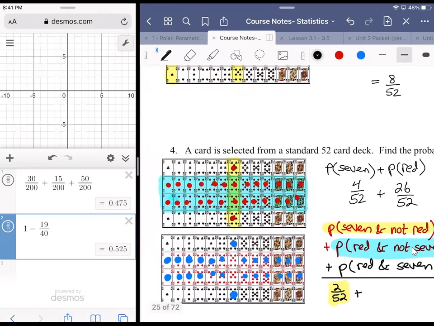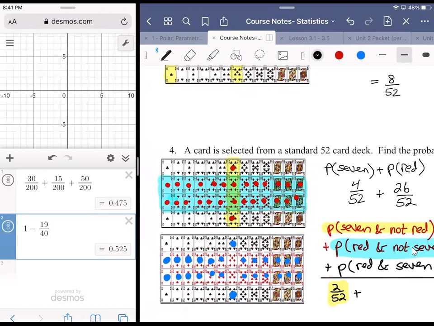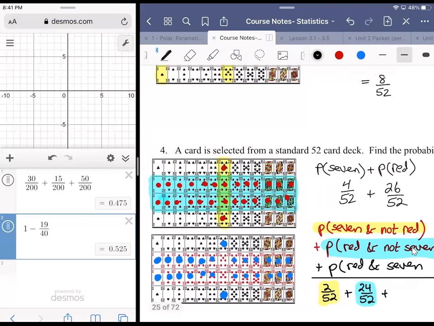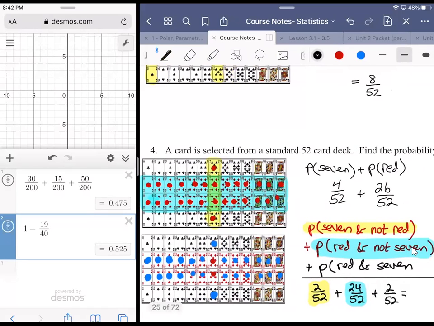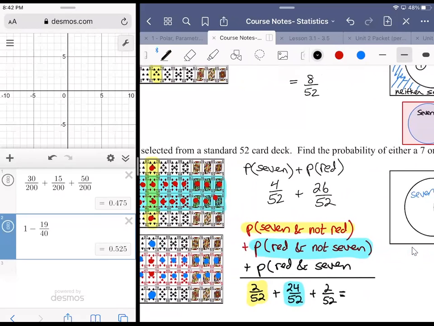Plus, then I would have 1, 2, 3, 4, 5, 6. We're looking at 24 out of 52. Count them all up. And then the last little category there would be just the red 7s. There's only 2 of those. So notation wise, we're able to come up with the answer that we expected of 28 out of 52.